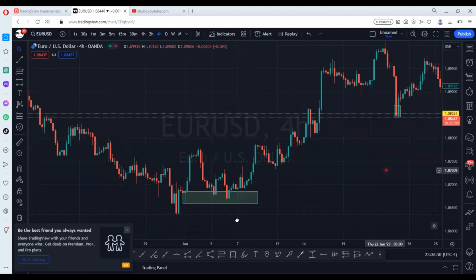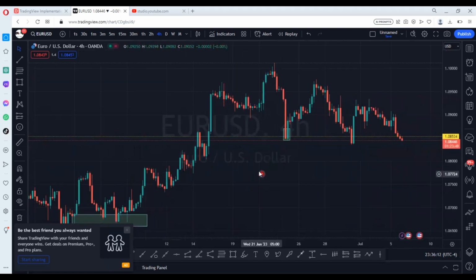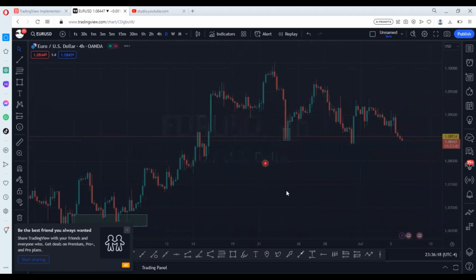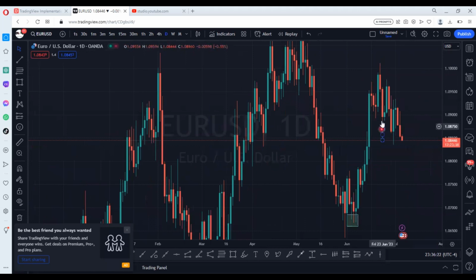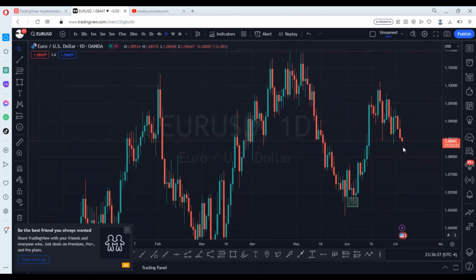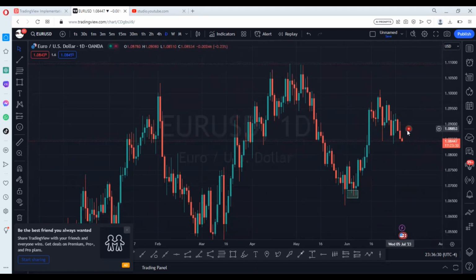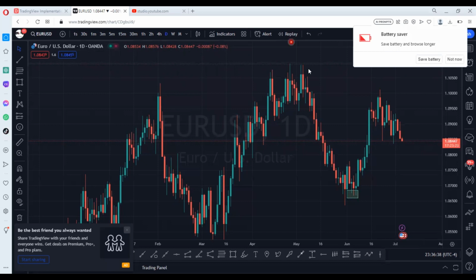So we can also see that if we take this up to the daily time frame, you can see that what you saw on the lower time frame is not the same thing as what you see on the daily time frame. They are not the same. Are you seeing it?